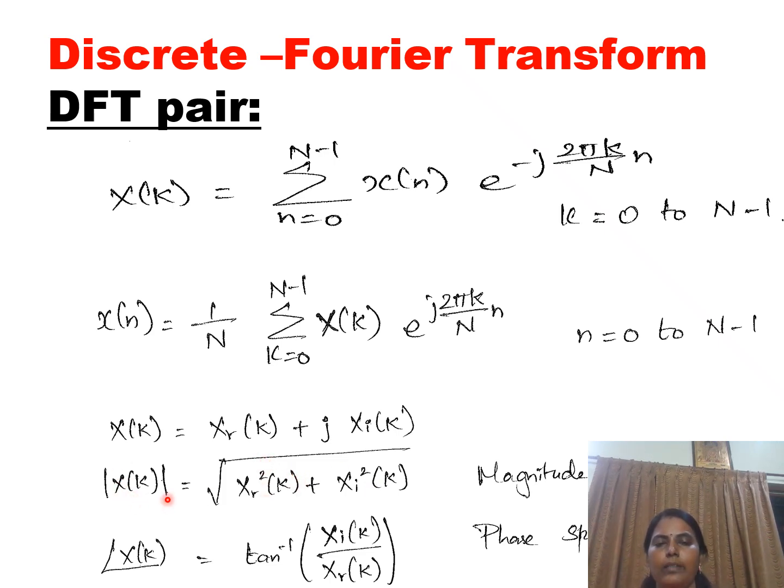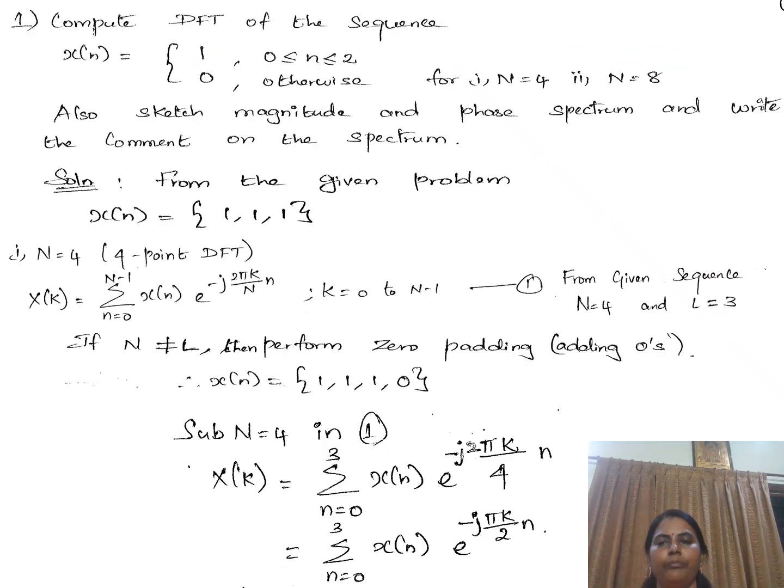So mod X of k is equal to the square root of real part square plus imaginary part square. Similarly, for the phase angle, the formula which we are going to use is tan inverse of the imaginary part of X of k divided by the real part of X of k.